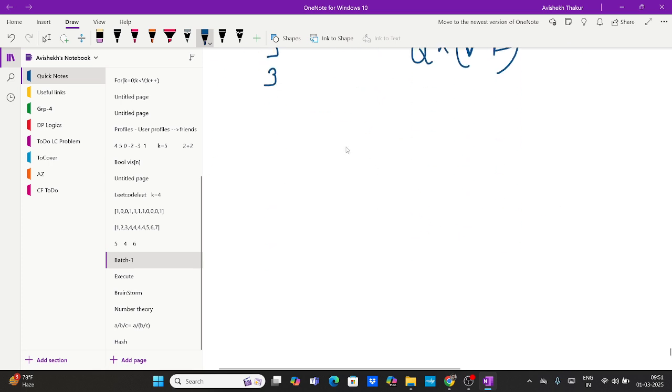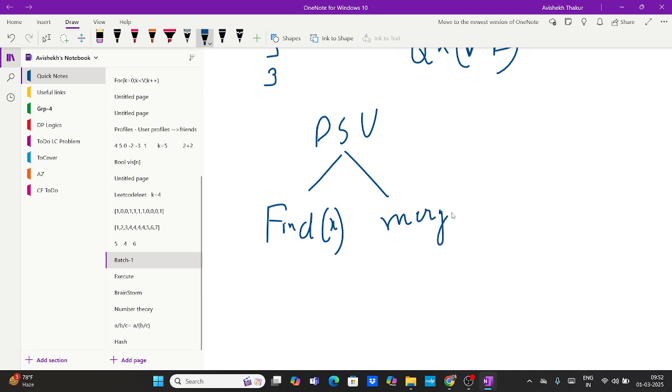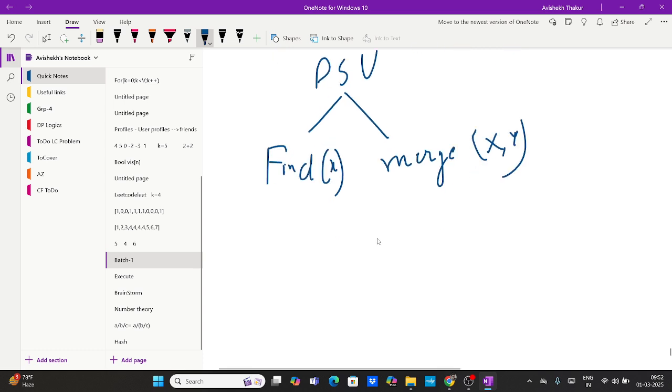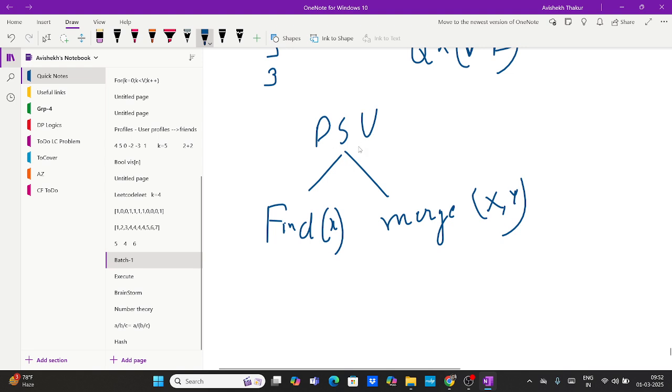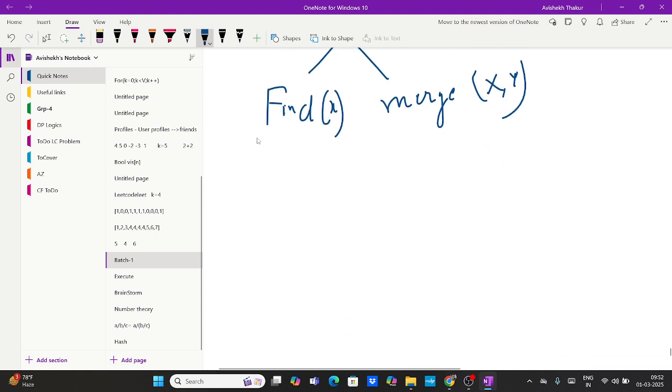In DSU we majorly have two powerful methods. One is find of x, another is merge of x comma y. These are the two functions available in DSU. Going forward, it's all about tweaking merge itself. Whenever you are solving any DSU problem, it's all about tweaking the merge code. That's all, and you would be done with the problem. So let's start with find x.